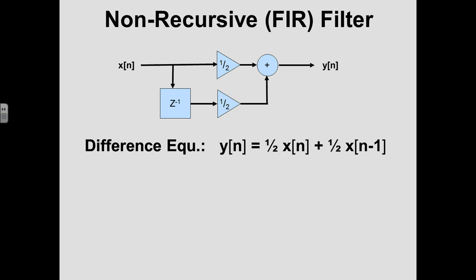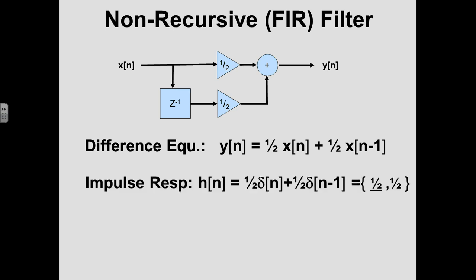If we want to find the frequency response for this filter, we're going to need the impulse response, because that's what we'll transform to get the frequency response. And as we've mentioned in class, FIR filters are particularly easy to find the impulse response for, because we just substitute x of n with delta of n, and whatever comes out then is the unit sample response. So if we replace x of n with delta of n, our difference equation becomes 1/2 delta of n plus 1/2 delta of n minus 1.